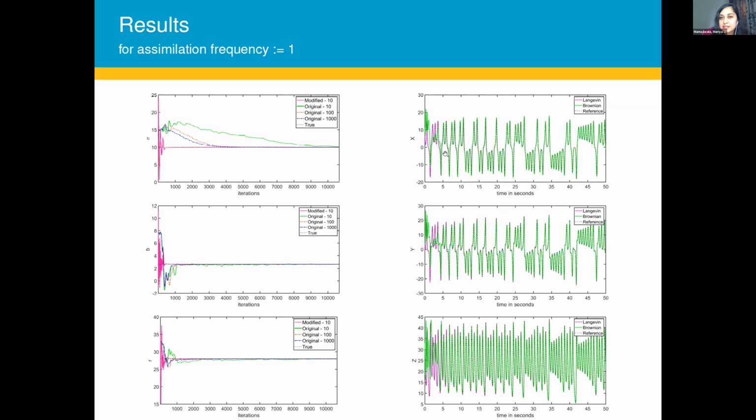And even for the states, we see a better convergence as well, because the states and parameters are coupled.